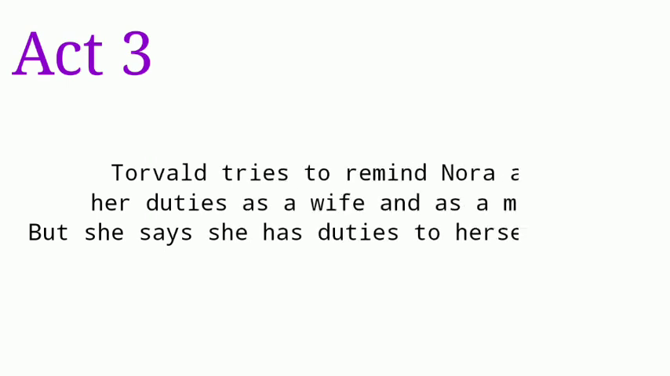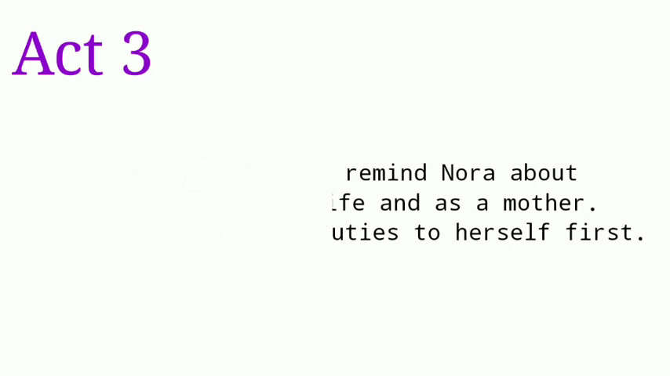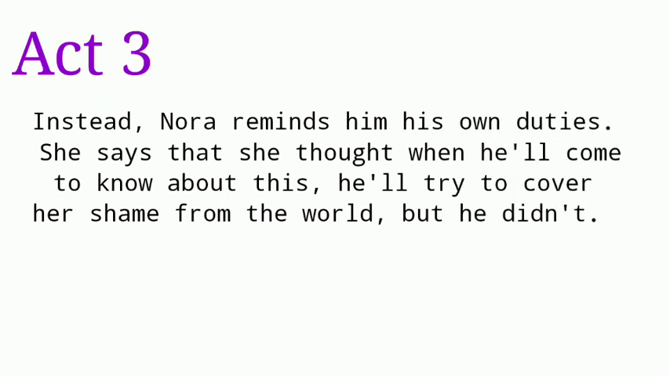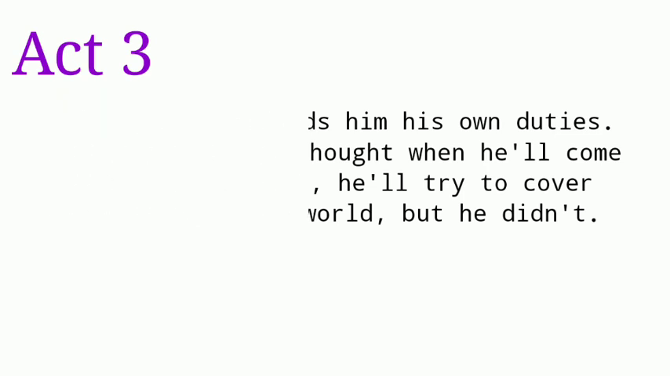But Torvald reminds her of her duties as a married woman. But Nora says that she has duties to herself first. Before she is his wife, she is a woman herself and she has duties to her own self. That is why she will leave Torvald forever. Nora also reminds Torvald about his own duties, that she thought when he came to know the truth, he would actually try to cover her shame, but he did not.